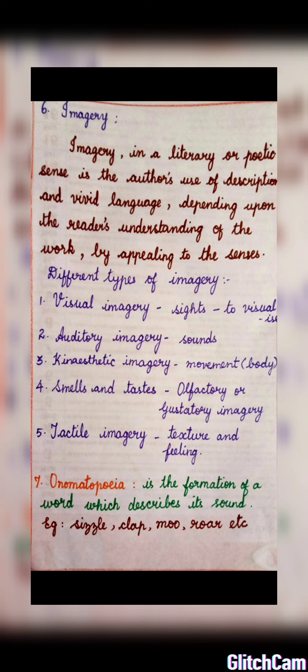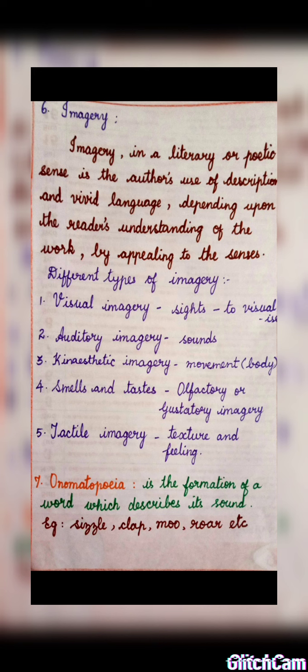Okay, the fourth one is smells and taste. Olfactory means related to the nose, the smelling sense. Or gustatory imagery, which is related to the taste sense. So it is related to the nose and the tongue. The fifth one is tactile imagery, which is related to texture and feeling, the feeling of the skin.